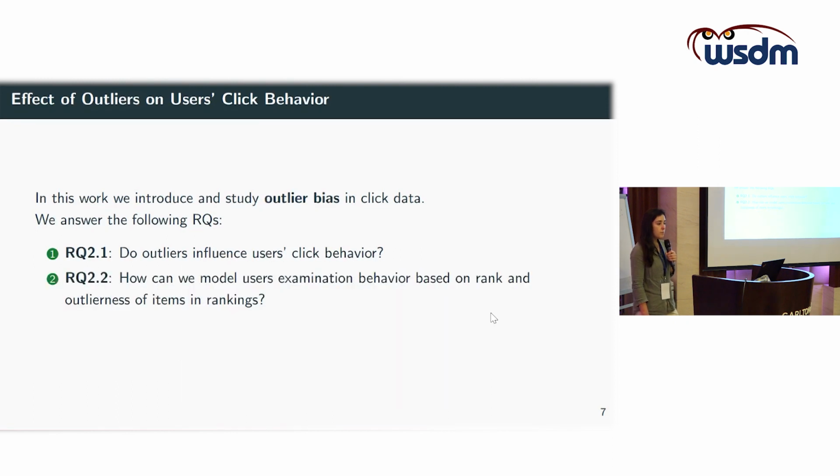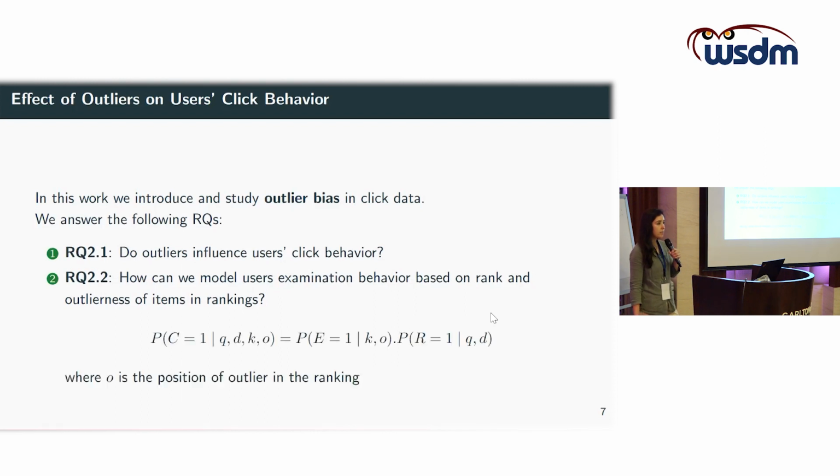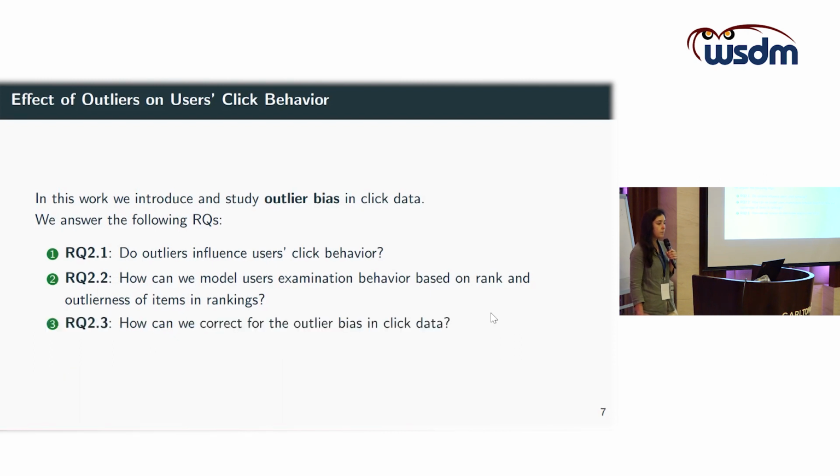Next, we proposed a user examination model that accounts for the existence of outliers by adding a parameter that shows the position of the outlier in the list. And lastly, we corrected for this outlier bias and position bias at the same time based on our user examination model.